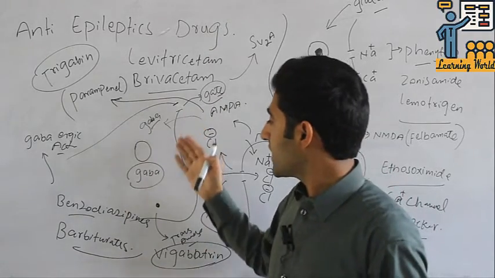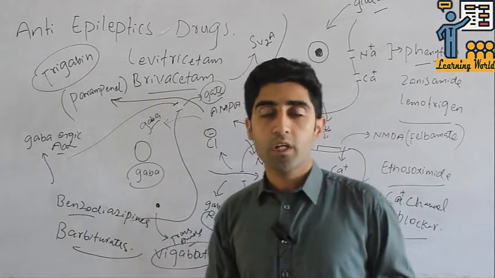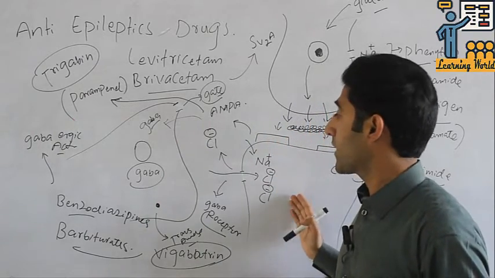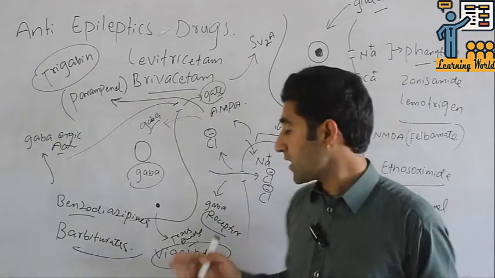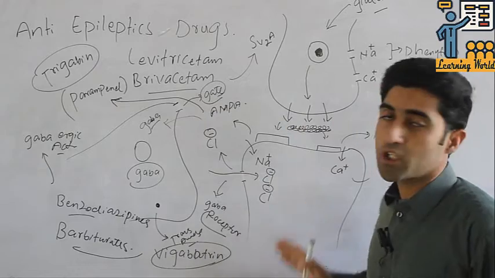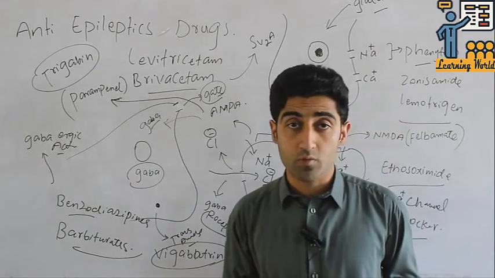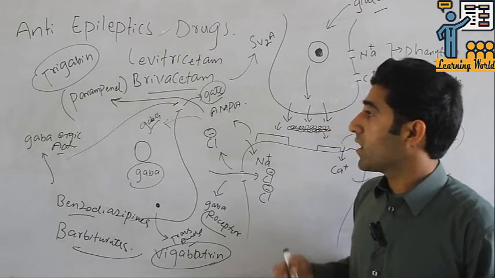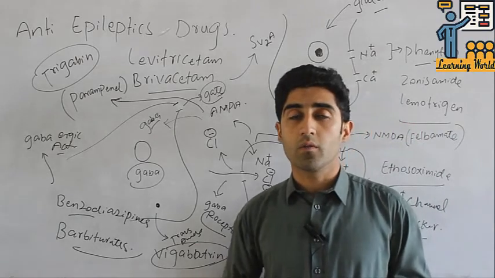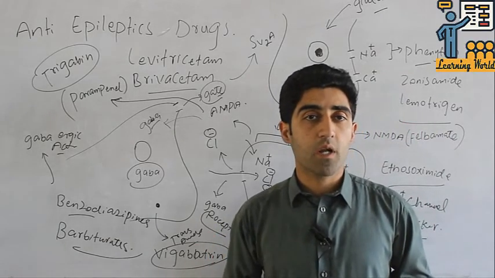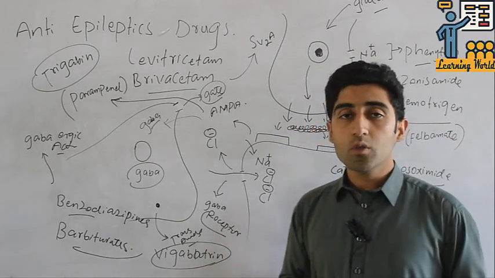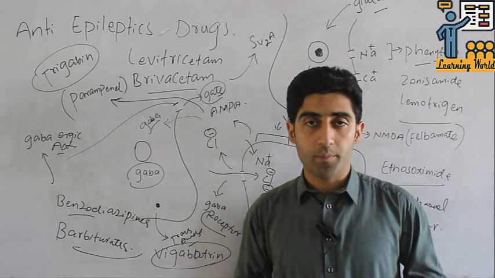When they stop this transporter, the GABA neurotransmitter activity will be increased toward this postsynaptic membrane, and they will increase the chloride ion inside this postsynaptic membrane, and the hyperpolarization will occur. So they will relieve the symptoms of the epileptic patient. So that's all about the anti-epileptic drugs.